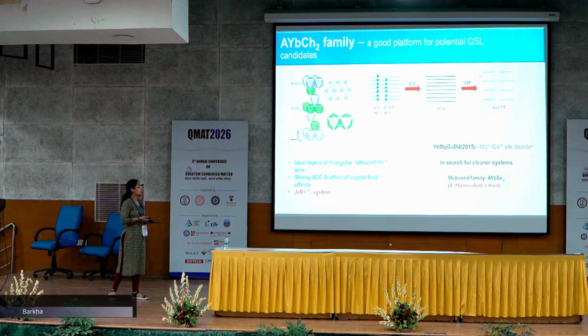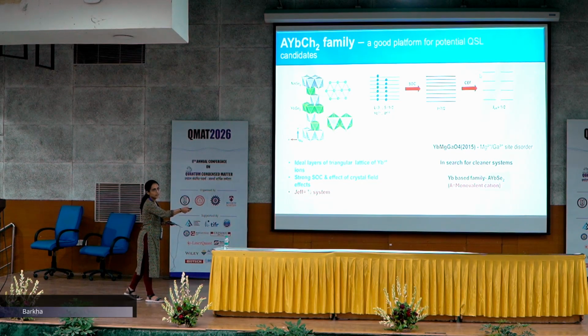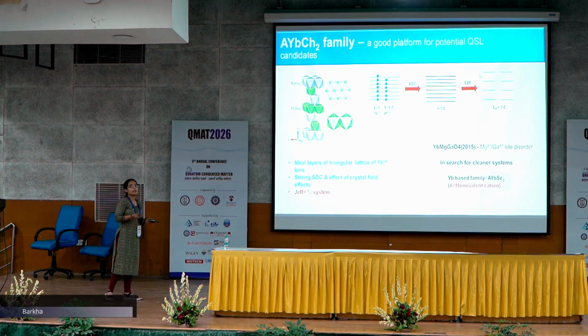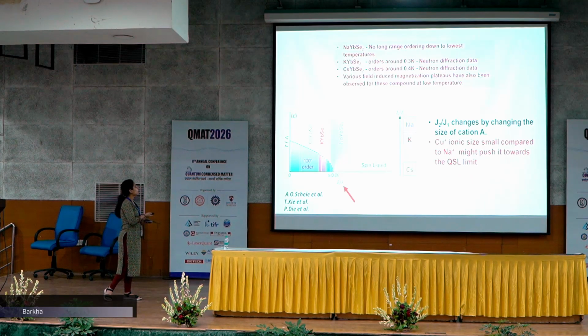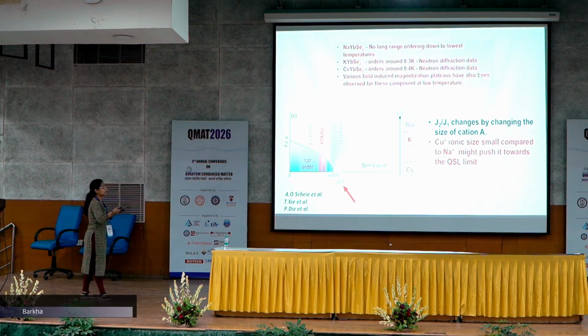However, the presence of intrinsic site disorder between magnesium and gallium led to the search for a cleaner system, and to the emergence of this ytterbium based family AYbSe2, where A is a monovalent cation. Depending upon the size of the A cation, or the metal chalcogen chemistry, this family exhibits different crystal structures or space groups and a variety of magnetic properties.